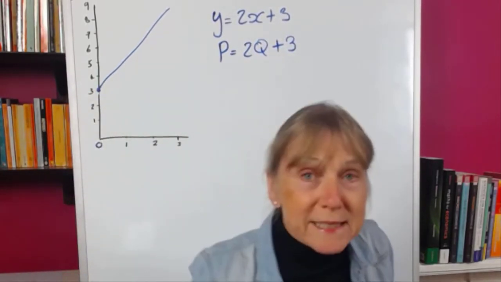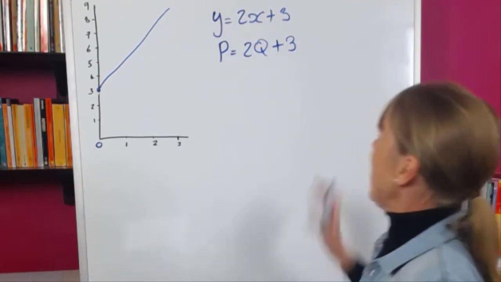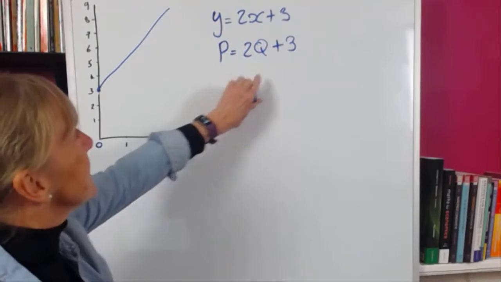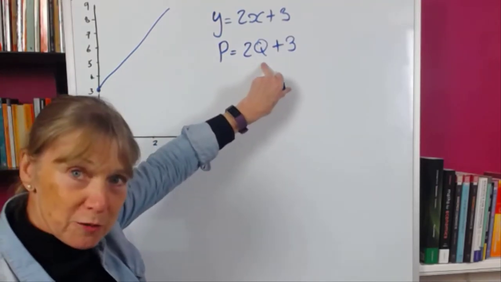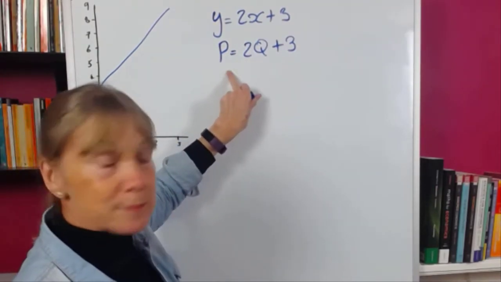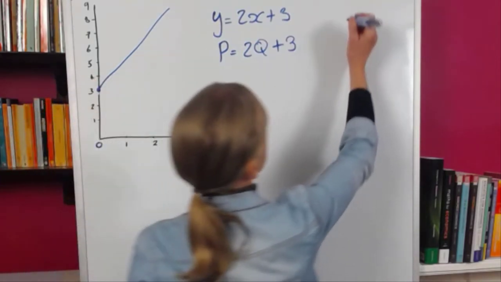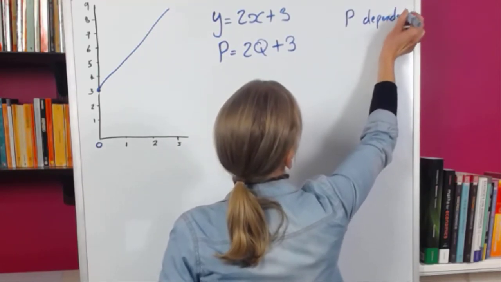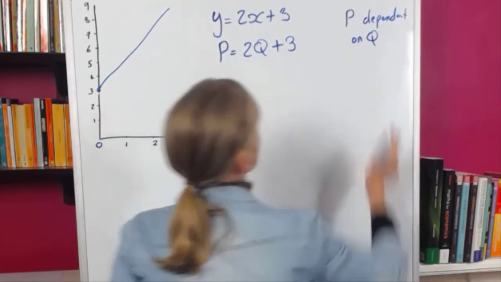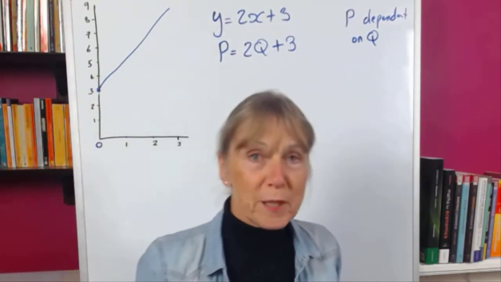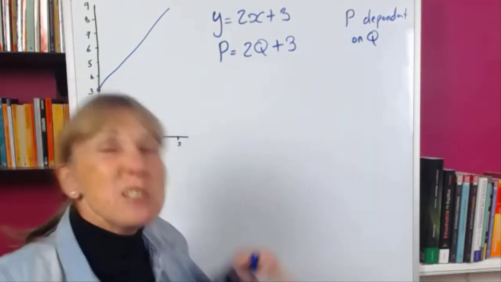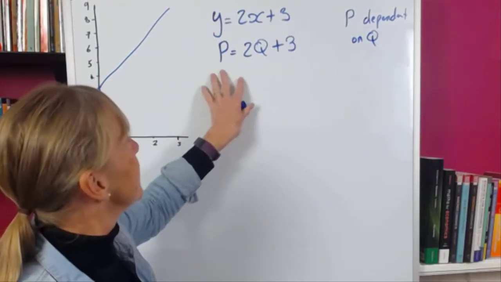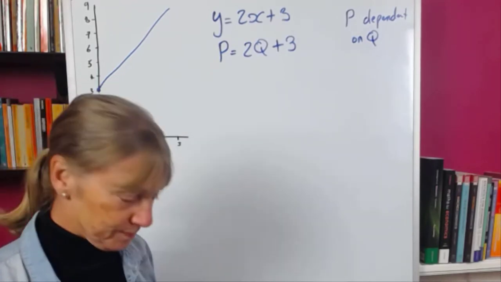So here, price is dependent on quantity. That looks better, doesn't it? Now we see that if we know the value of Q, we can find a value of P. So we say that P is dependent on Q. If we're given the value of P, we can also find the value of Q, but it's not so easy, is it? This is like a recipe for P, the way it's written at the moment. Nice and easy. If we know Q, we know P.